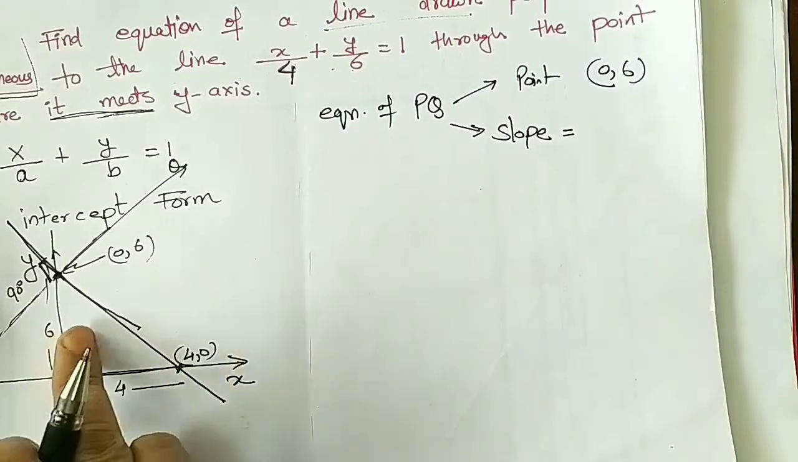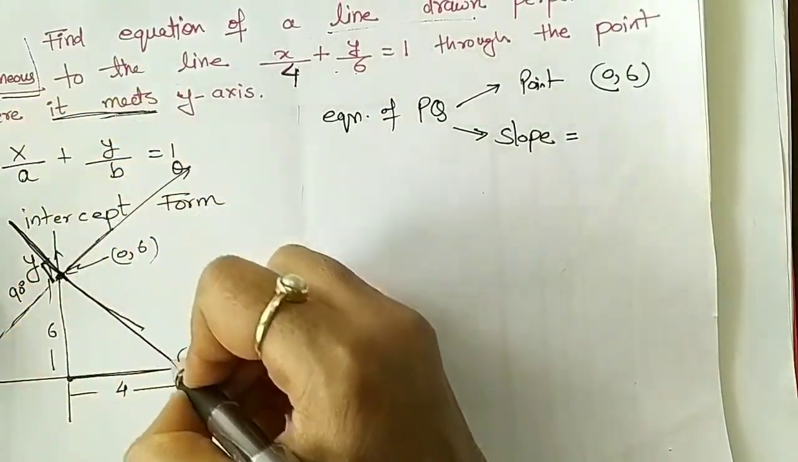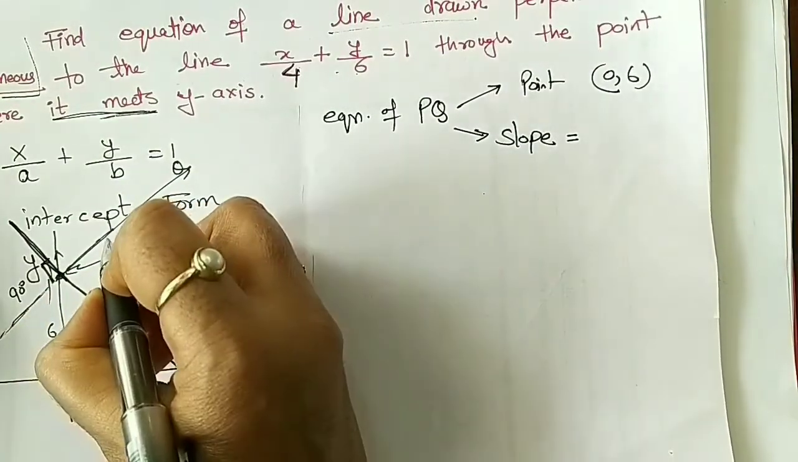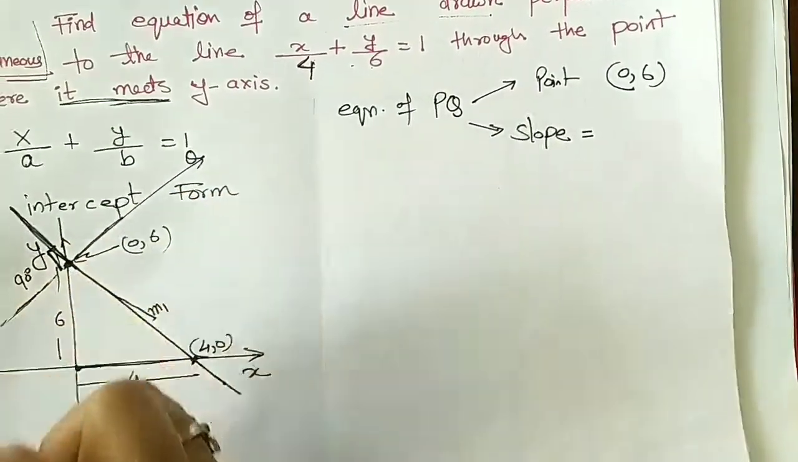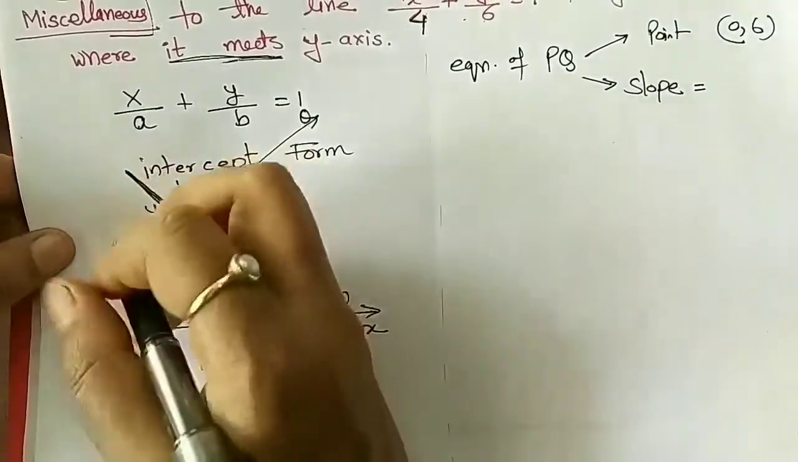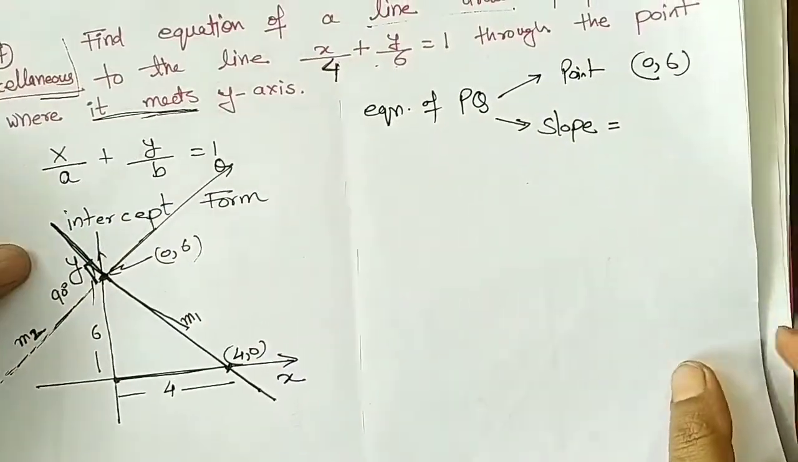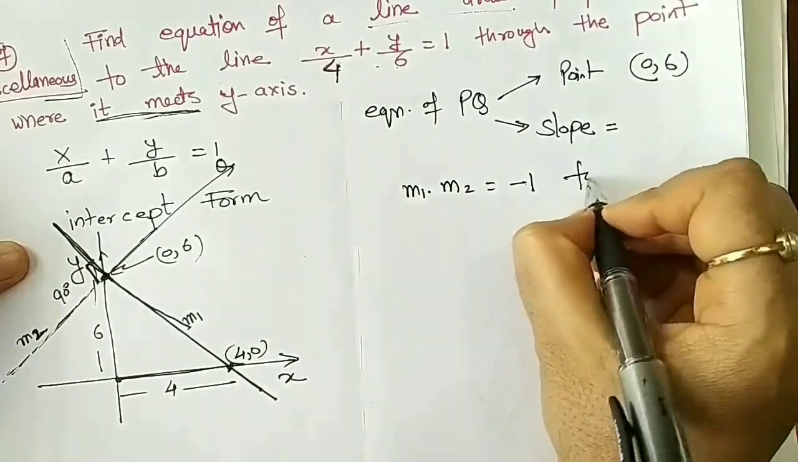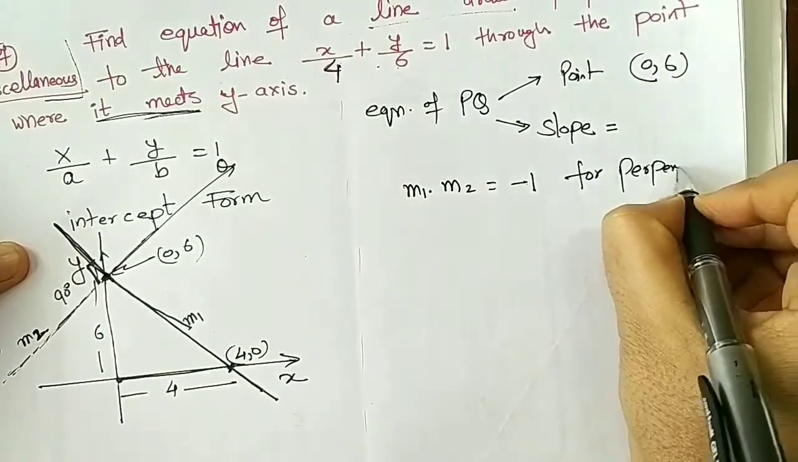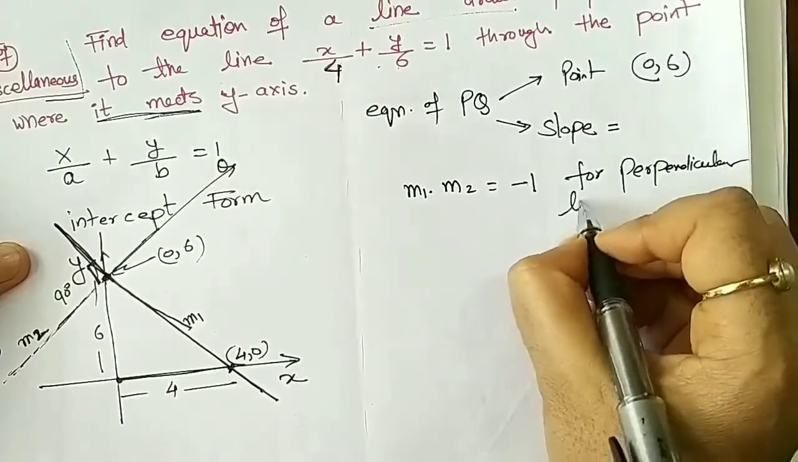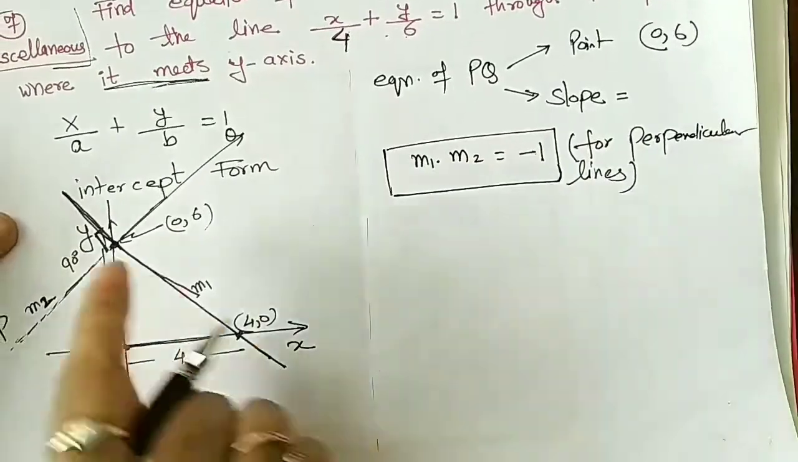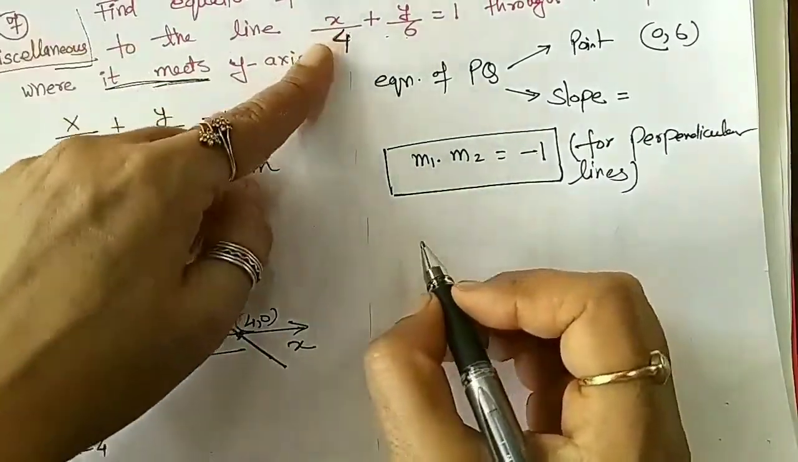So for the slope, you know this line's slope you can find out, and this is perpendicular. Suppose this is M1 and what you need for this line is M2. So we know M1 into M2 is -1 for perpendicular lines. Understood? This is the condition for perpendicular lines. So let me calculate M1.